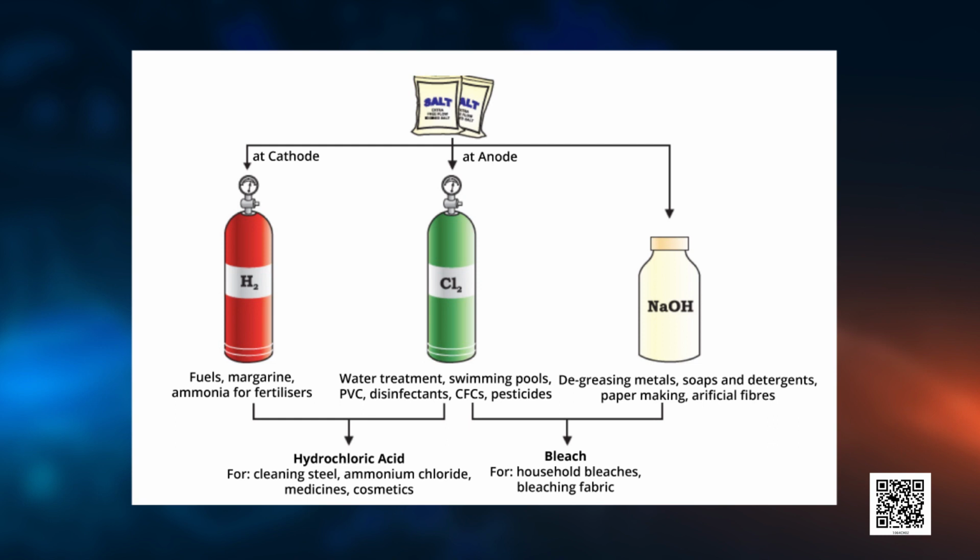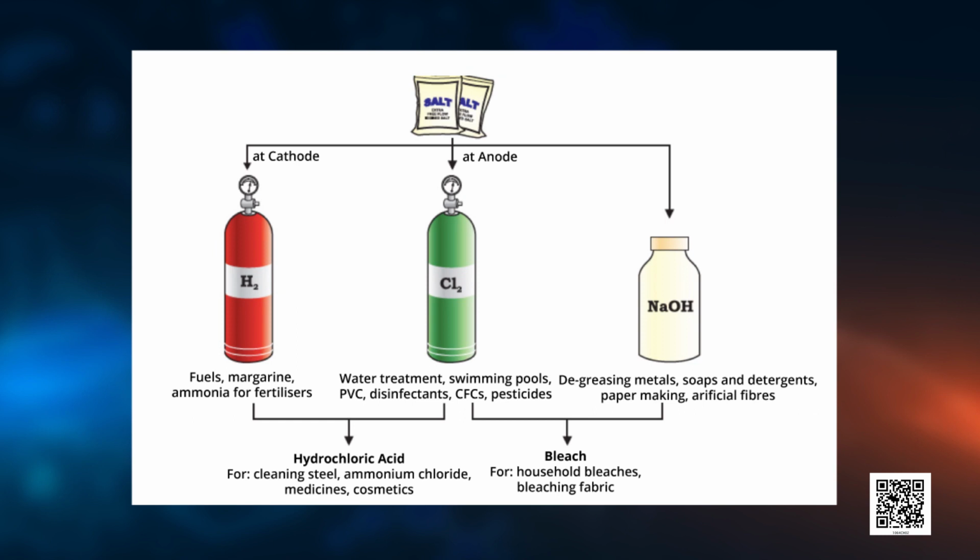The chlorine gas produced is used for water treatment of the swimming pools, PVC and disinfectants. CFCs and pesticides are also produced using chlorine gas. The sodium hydroxide produced is used for degreasing metals, production of soaps and detergents, paper making, artificial fibers, etc.